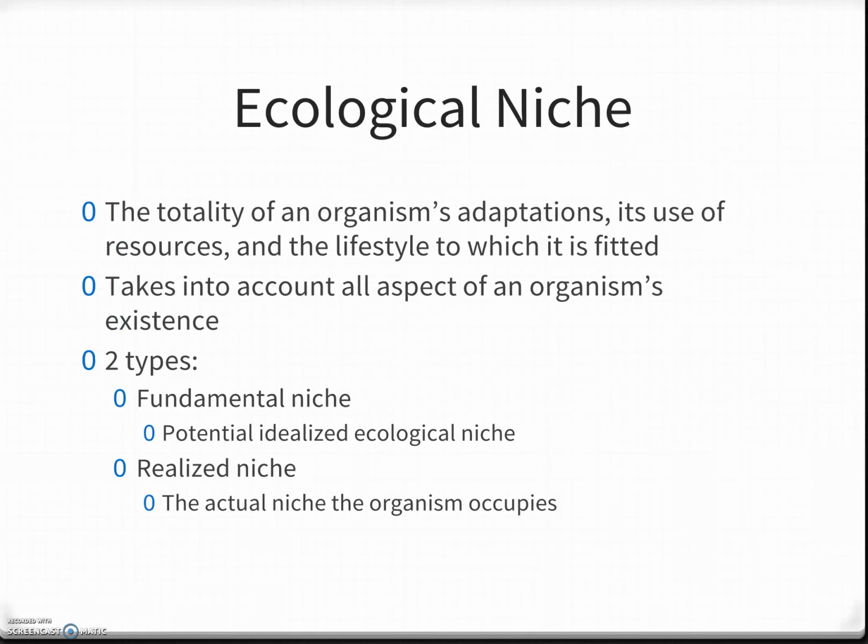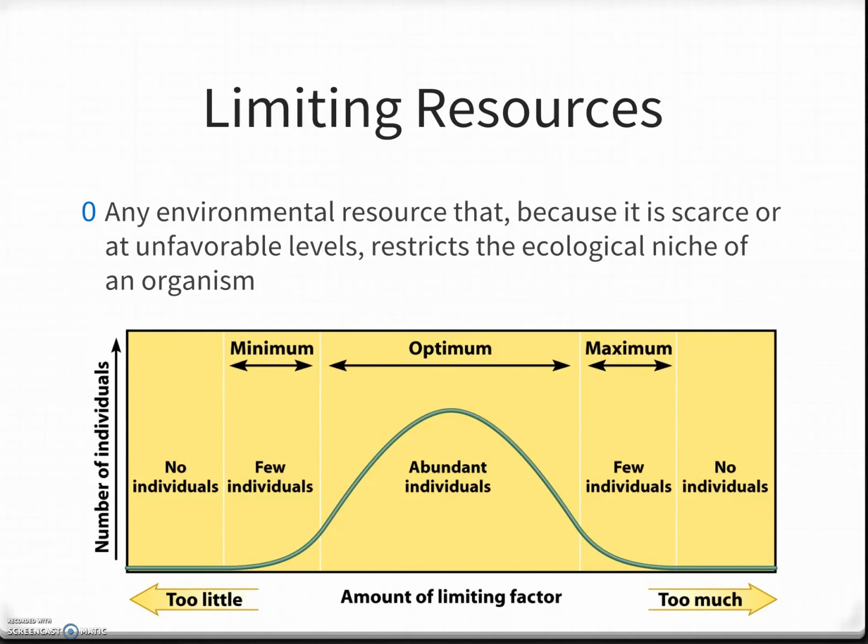An ecological niche is the totality of an organism's adaptations, its use of its resources, and the lifestyles to which it is fitted. It takes into account all aspects of an organism's existence. There's two different types. There's the fundamental niche, which is the potential idealized, this is all the things that I would like to have. And then there's the realized niche. This is the actual niche that the organism occupies. This is the actual space that we see it living in.